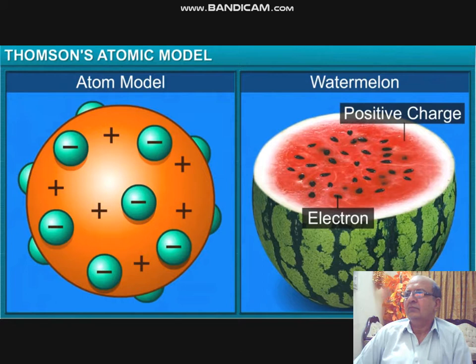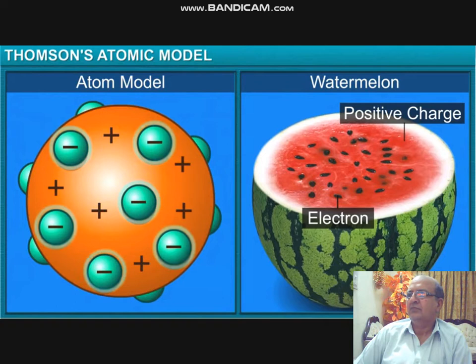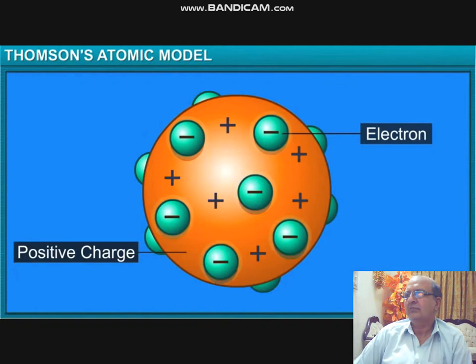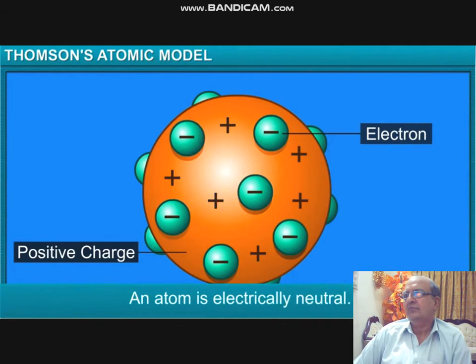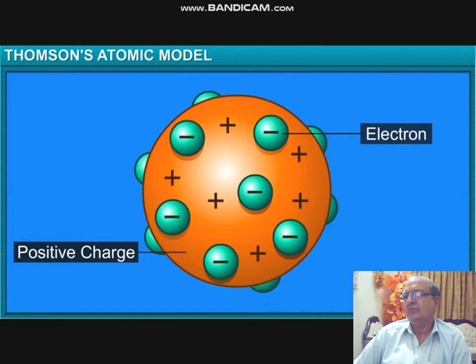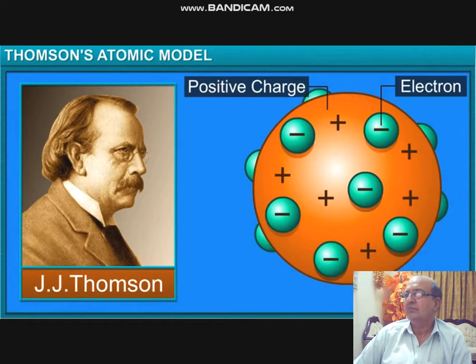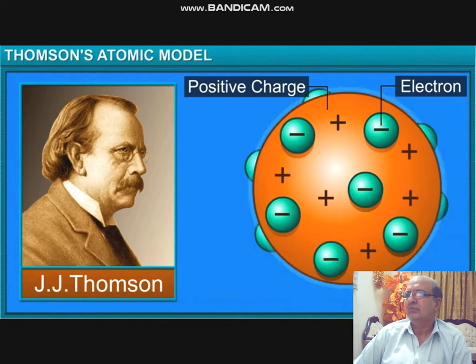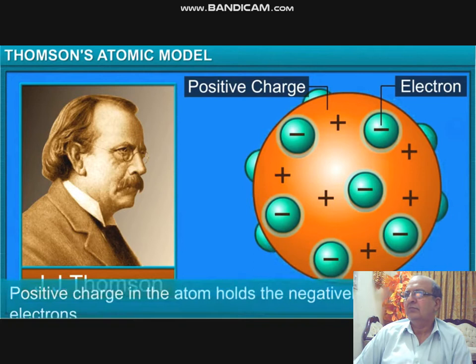Thomson concluded that an atom consists of a positively charged sphere with electrons set within the sphere. An atom is electrically neutral as the positive and negative charges within it are equal. As per Thomson's conclusion, the electrons were embedded in a sphere of positive charge. This conclusion, however, was incorrect. Thomson asserted that the positive charge spread through the atom held the negatively charged electrons due to electrical forces.